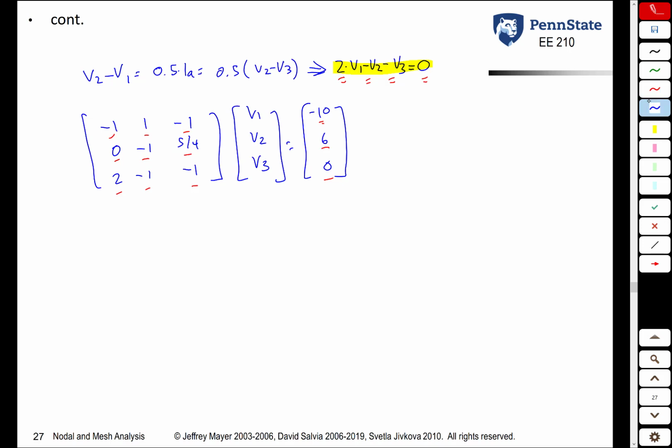Using either Math 220 techniques or using some online program to solve simultaneous equations, or doing it by hand, which can be sort of tough for 3x3 systems of equations, you can now solve, and you get that V1 is 6 volts, V2 is 4 volts, and V3 is 8 volts.